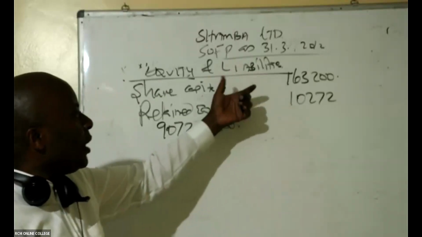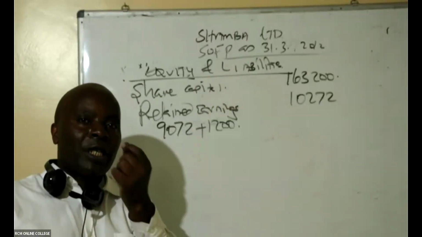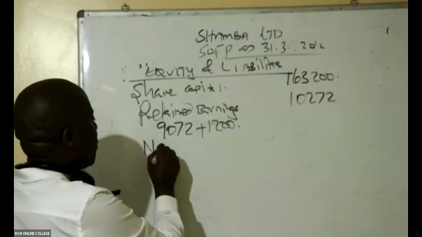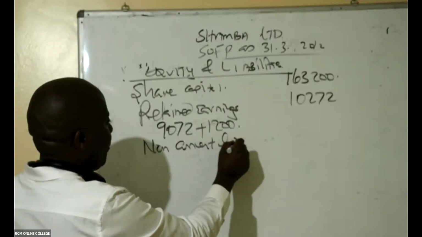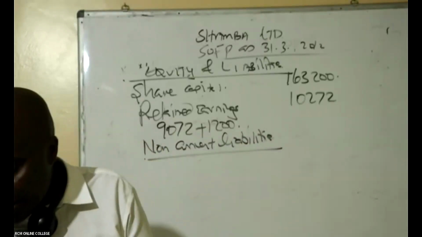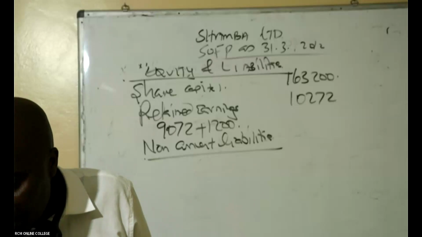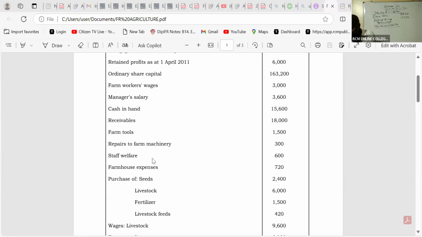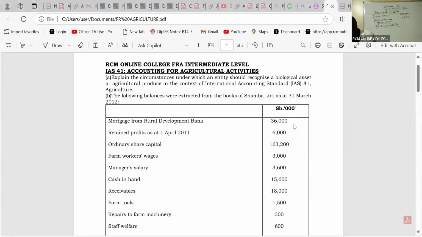Now we shall be able to go to the liabilities, of which we start with the strong liabilities. The strong liabilities are the non-current liabilities. We only have one. If you look at your trial balance, there's a place where we have mortgage for the farm. Nothing really is happening there. We simply pick it. So mortgage of 36,000.